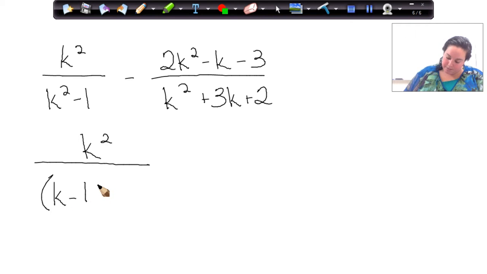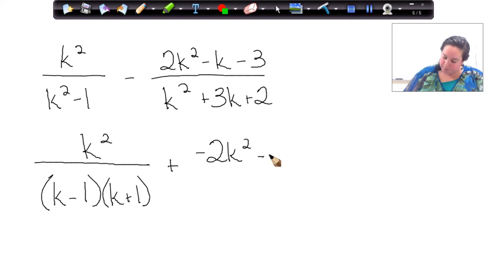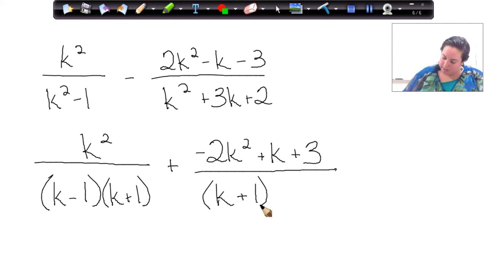So leave the numerator alone and factor the denominator. This first one is a difference of squares. I'm going to go ahead and change this into an addition problem by distributing the negative through. Either way you want to think about it. And then let me factor this as well: k plus 1, k plus 2.